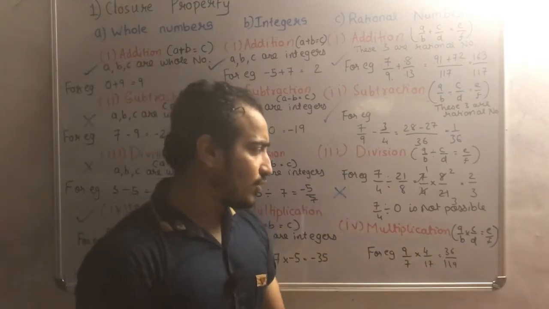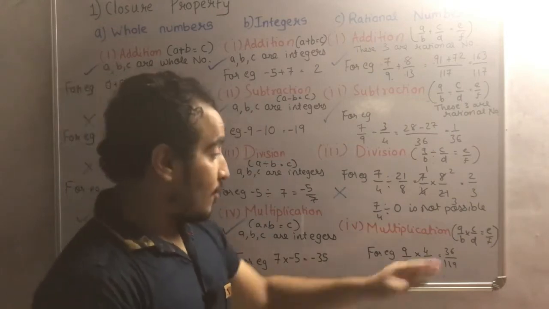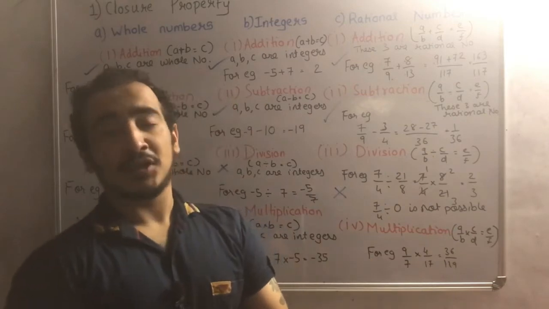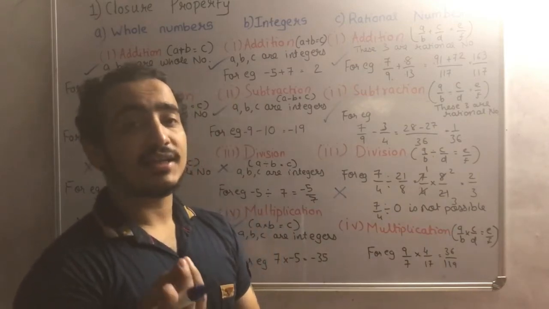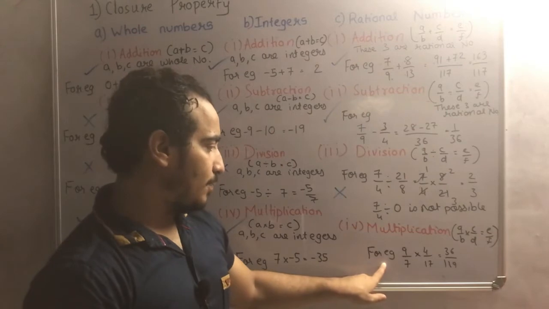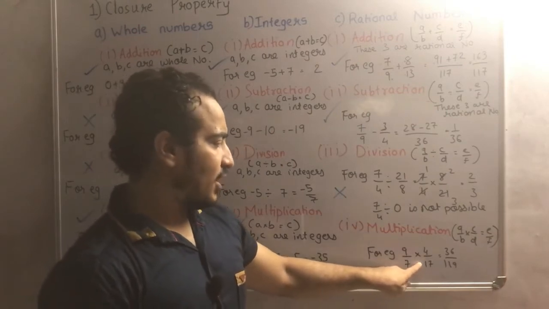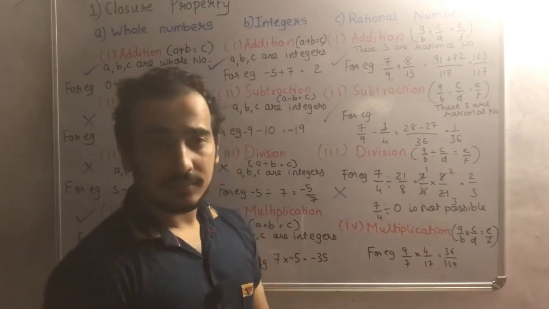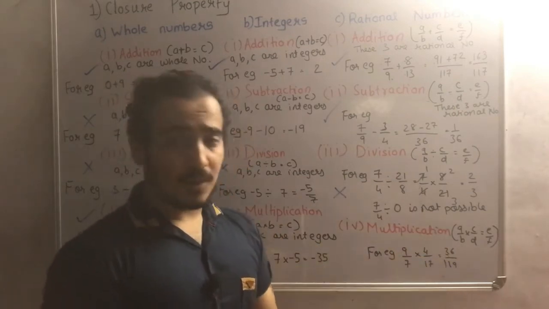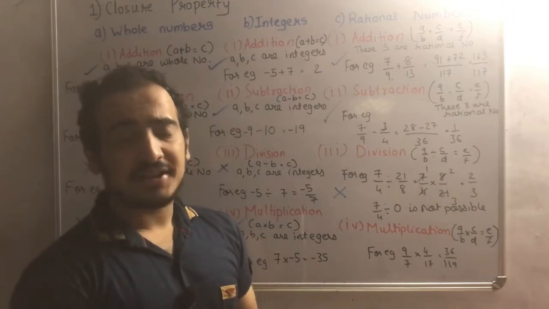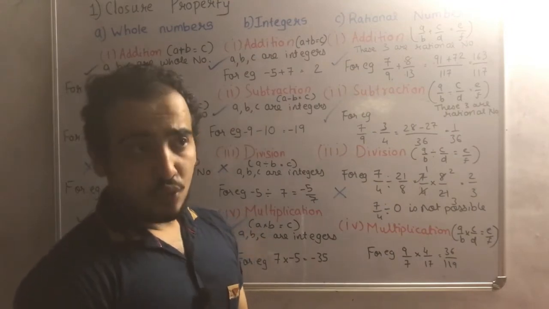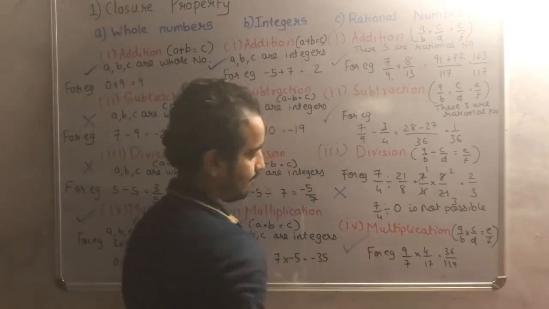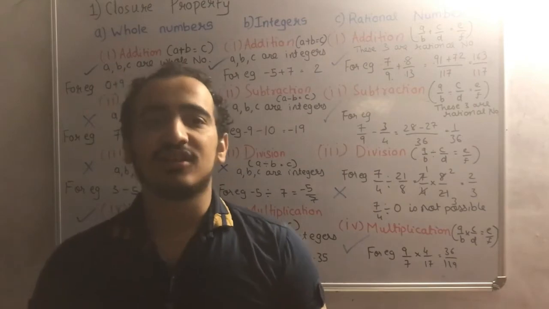Multiplication: a by b into c by d equals e by f, where all three are rational numbers. This means when a rational number is multiplied by a rational number, we get a rational number. For example, 9 by 7 into 4 by 17. 9 4s are 36 and 17 7s are 119. So we can see that 36 upon 119 is a rational number because it is in p by q form. So we can say one thing, that multiplication follows the closure property. So from this we can understand the closure property.